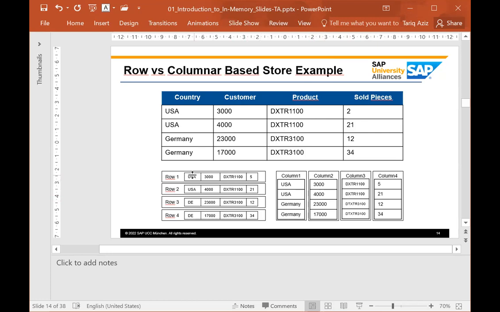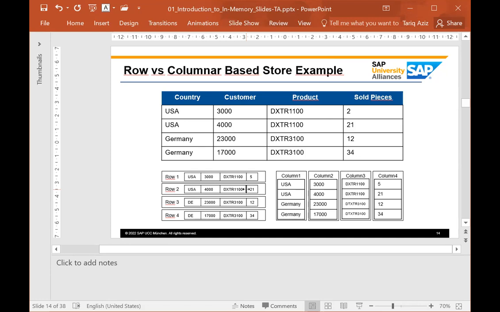But when you read or write in the row based, you're writing the whole record first. USA 3000, DXTR 100, and then 5. So you will write the whole line. And then you will go for the second record, you write the whole line. Then you write the whole line. Now, if you want to read, you read the whole line again. For example, your query needs only, I want to know how many sales we have made in USA and Germany.